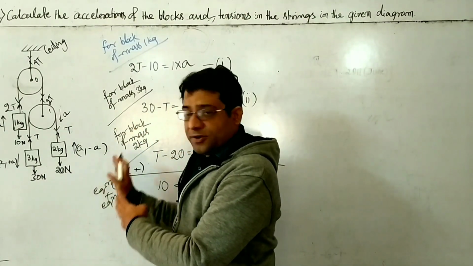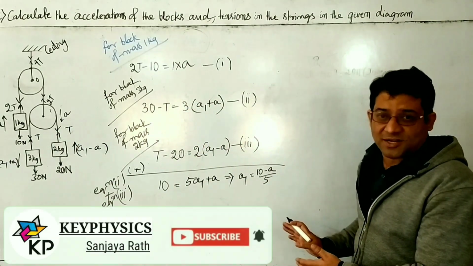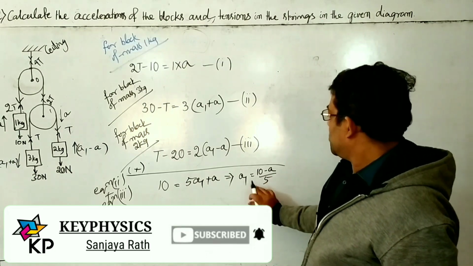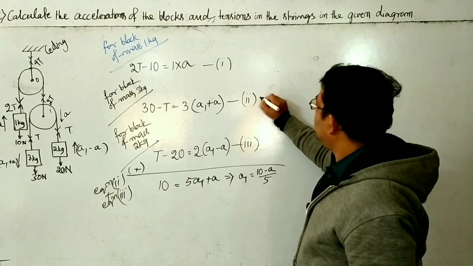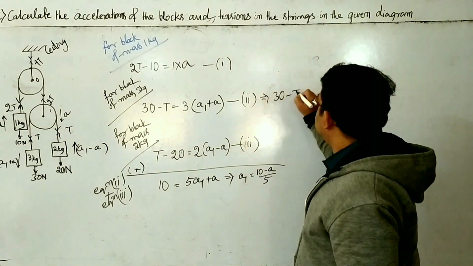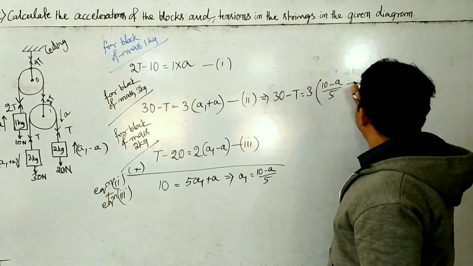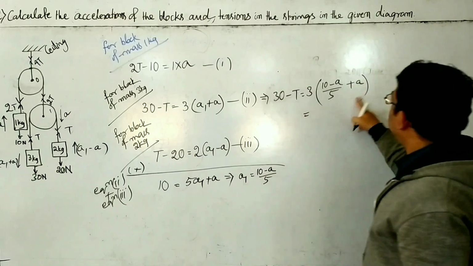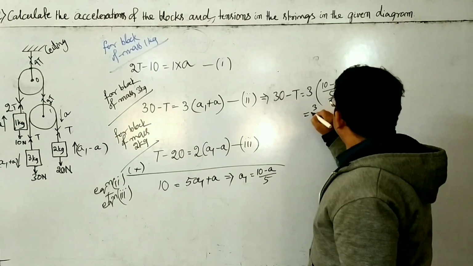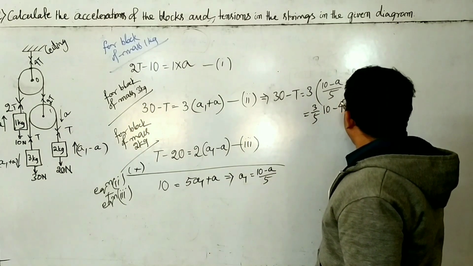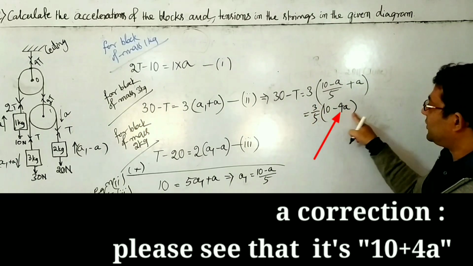You stop the video here, do it on your paper and just match whether it's coming or not. This is pure mathematics now, right? Okay, so A1 is equal to this much. Put it here. What does equation 2 become? 30 minus T is equal to 3 times A1, which is (10 minus A) divided by 5, plus A. How much is that? You take 5 common. This is 10 minus A plus 5A, so 10 minus 4A. Am I correct? Okay. So 30 minus T is equal to 3 by 5 into (10 minus 4A).